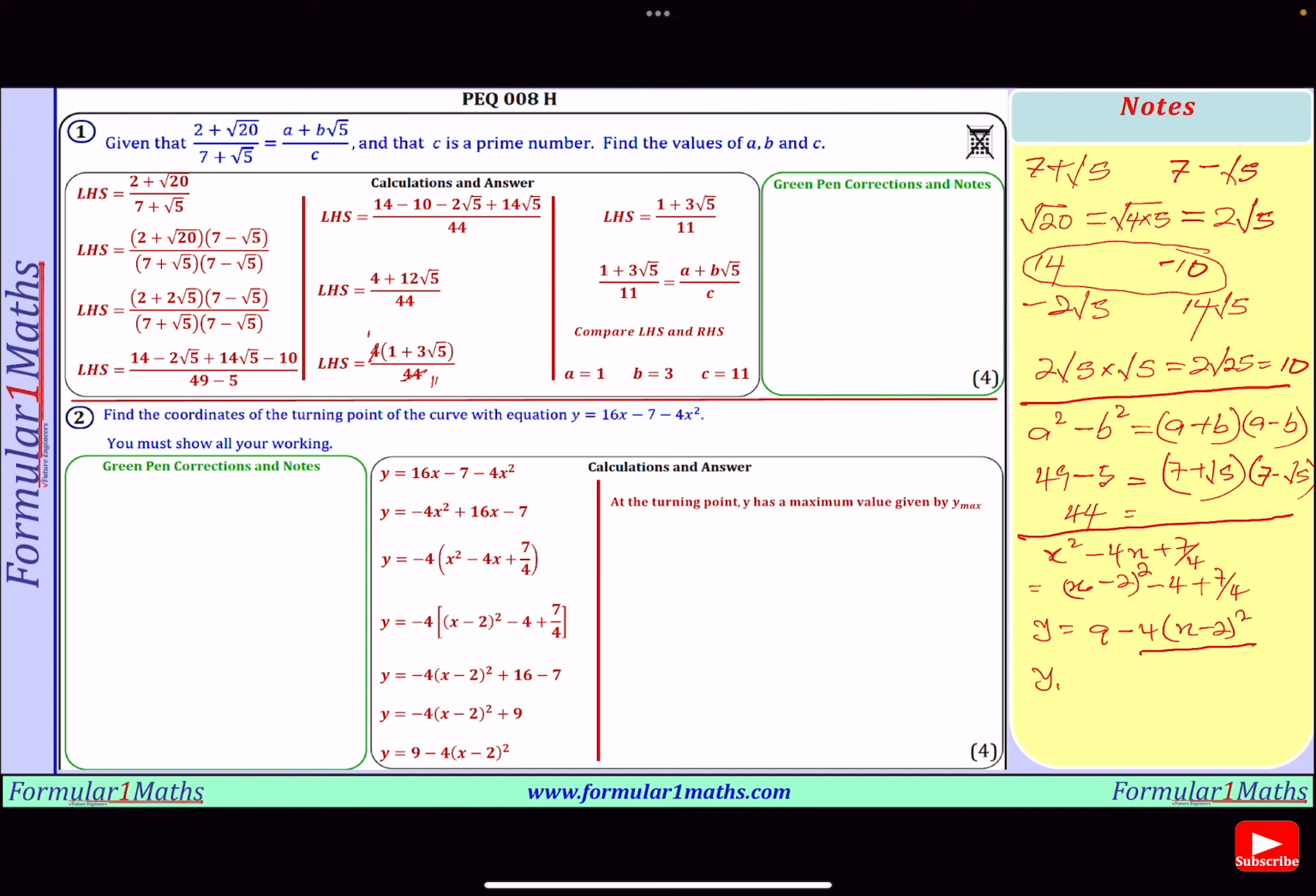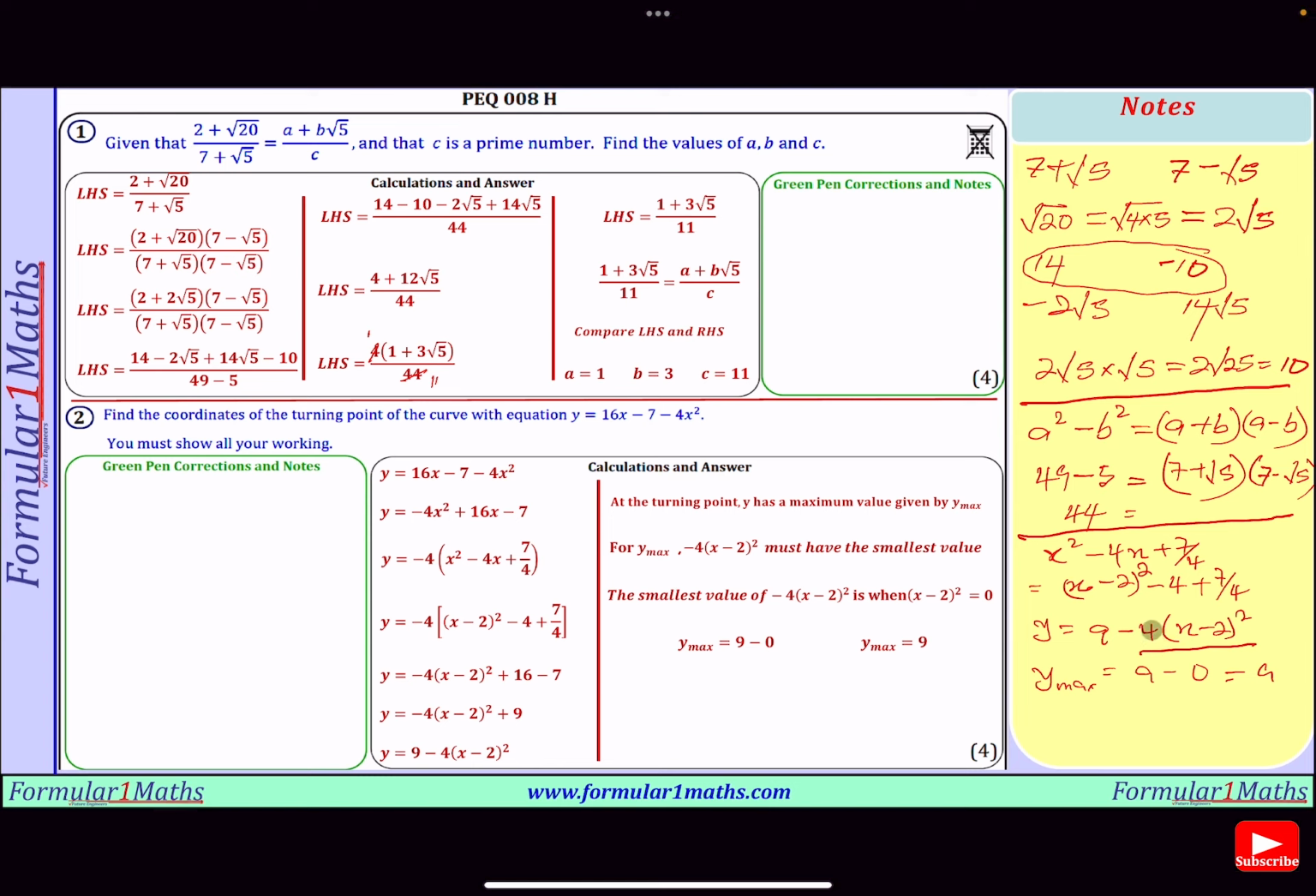So for y max, this will be 0. And that means we have 9 minus 0. And so the maximum value of y is 9. And so we get y max equals 9.